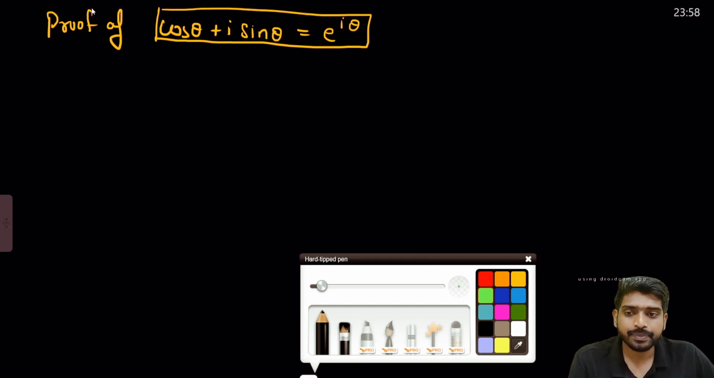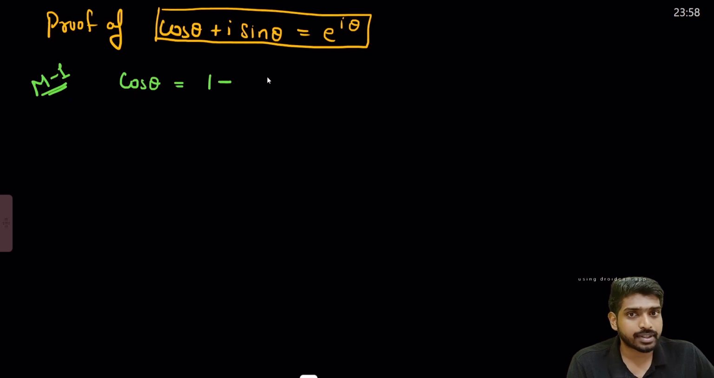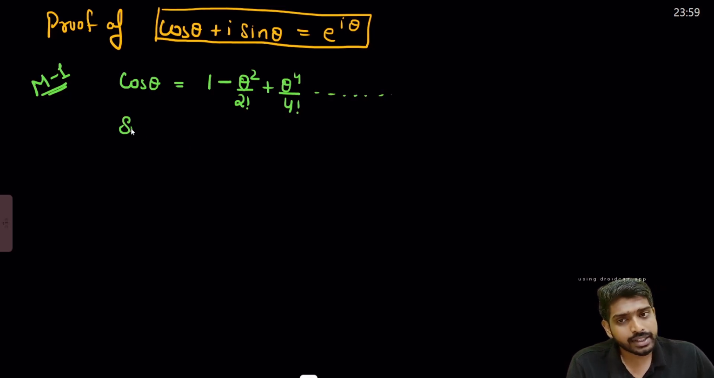First method is we'll do with the help of expansion, the Taylor series we studied in limits, right? So tell me, what is the expansion of cos theta? The expansion of cos theta is 1 minus, all the even power terms will come, with alternate plus minus signs. Got it? 1 minus theta square by 2 factorial plus theta to the power 4 by 4 factorial and so on. Right? Now next, what is the expansion of sine theta?